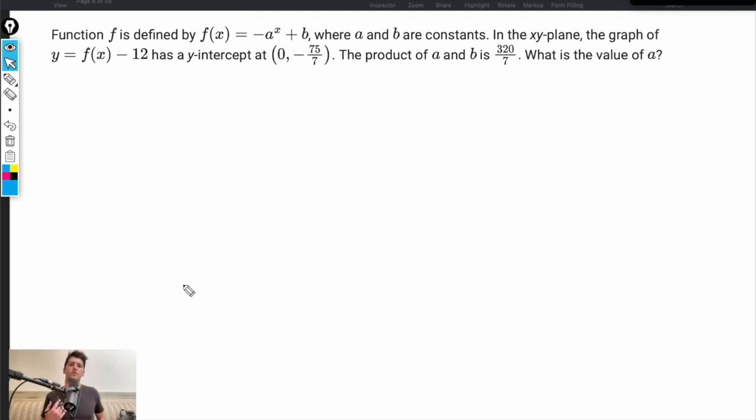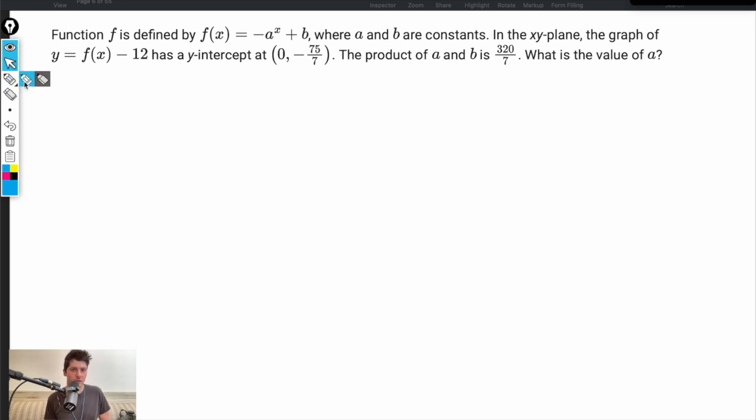Okay, so another question here. It says the function f is defined by f of x is equal to negative a to the power of x plus b, where a and b are constants. In the xy-plane, the graph of y equals f of x minus 12 has a y-intercept of 0, negative 75 over 7. The product of a and b is 320 over 7. What is the value of a? It's an interesting question. Recognize that they give us the function f, and they give us not the graph of f, but the graph of y equals f of x minus 12.